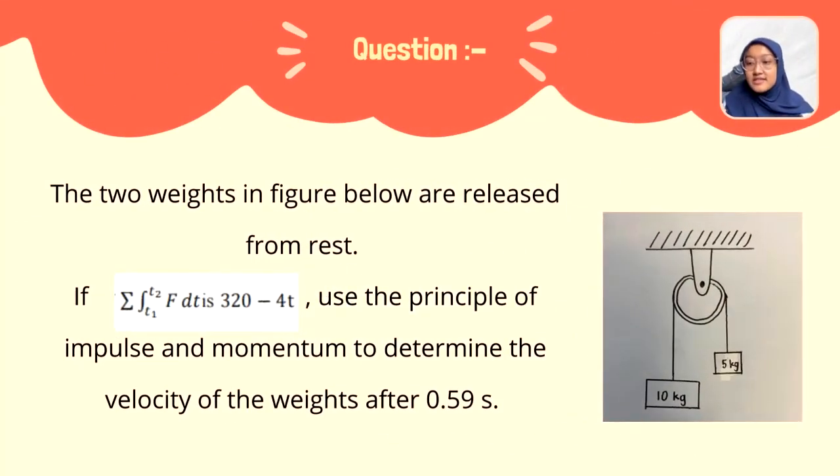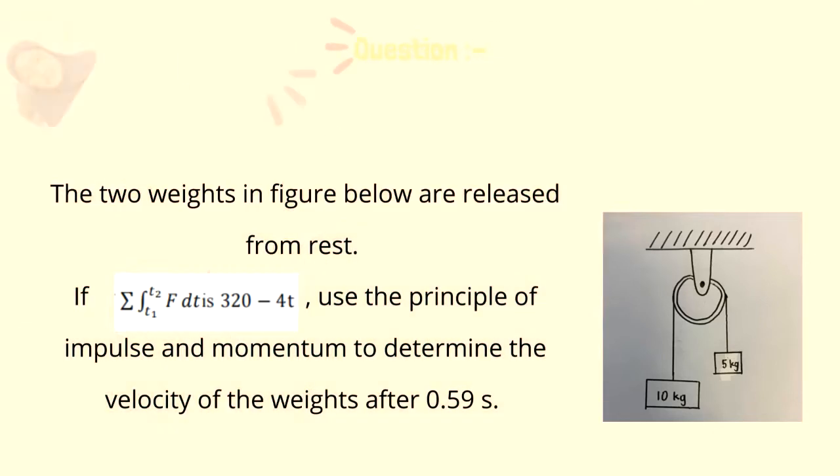Okay, next for case study 3, the question is: the two weights in the figure beside are released from rest. If the integration from t1 to t2 of F dt is 320 minus 40 t, use the principle of impulse and momentum to determine the velocity of the weight after 0.59 seconds.